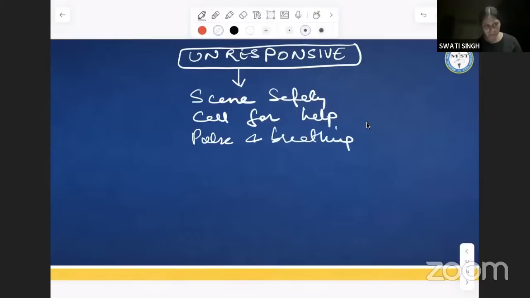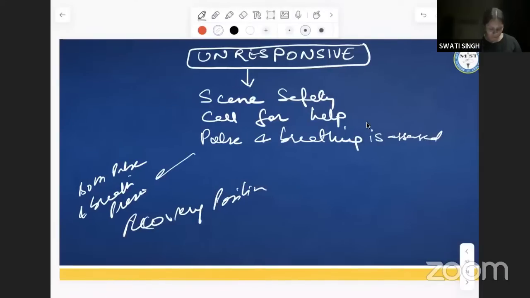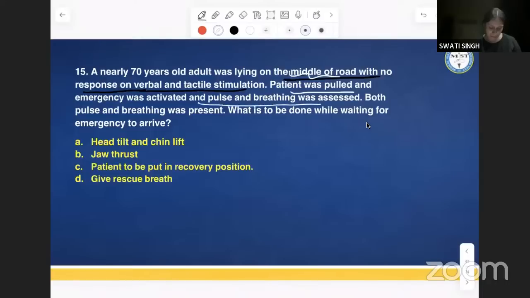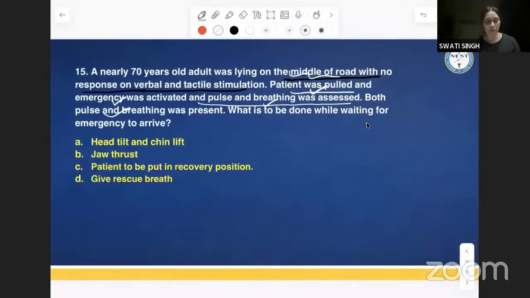So pulse and breathing is assessed. If both are present, pulse and breathing present, the patient is not in cardiac arrest. What do we do? We put the patient in recovery position. So this question is on recovery position. Both pulse and breathing were assessed, so they are going in the sequence. The patient was pulled to the side. Emergency was activated. Pulse and breathing were assessed. Both were present. What will we do? We will put the patient in recovery position to prevent any aspiration. So the answer is the patient is put in recovery position.